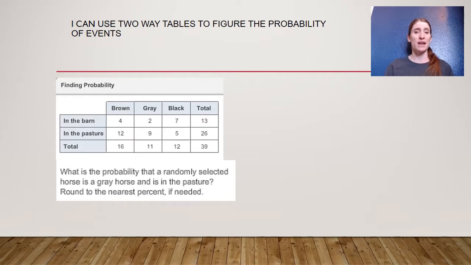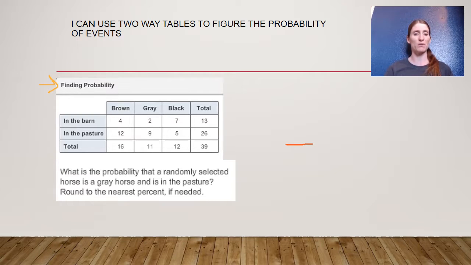Okay, so now let's use these two-way tables and find a probability. So when we find probability using two-way tables, we're going to use the information that we see in that picture to write a fraction and then change it to a percent, okay? So whenever I think of probability, I'm automatically thinking fractions. I know that the total has to go on the bottom. So let's read this one.